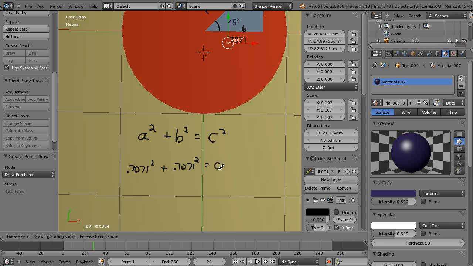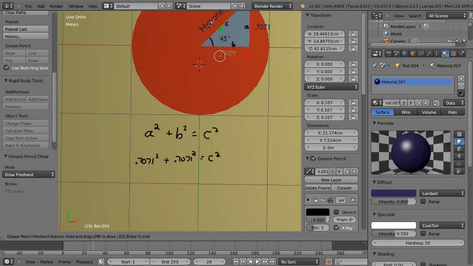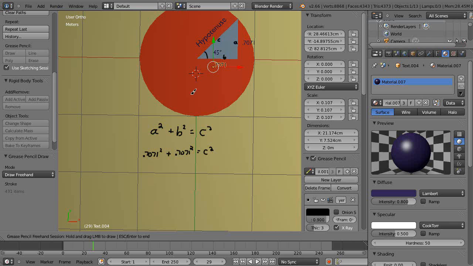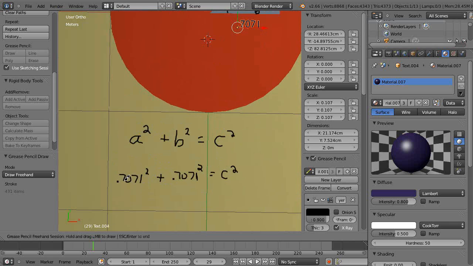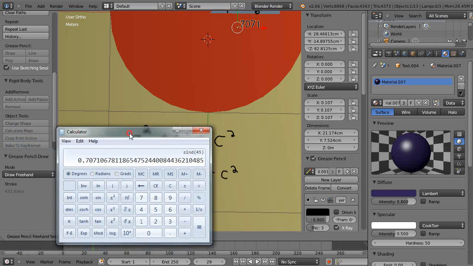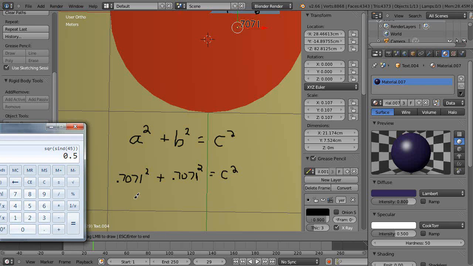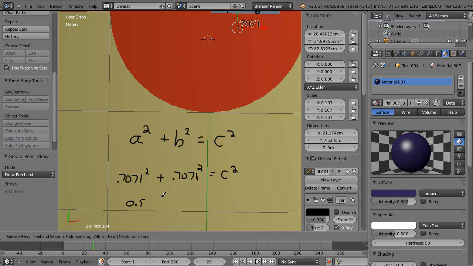For some of you, getting rid of this squared term can be hard, because we're trying to solve for c. We want to isolate c all by itself to find out what this length c is for the hypotenuse. Even though we know it's 1, we've got to verify it. First you do these squared terms. It's 0.7071, and I'll square it with the x squared button, and the answer is 0.5. So this becomes 0.5 plus 0.5 is equal to c squared.